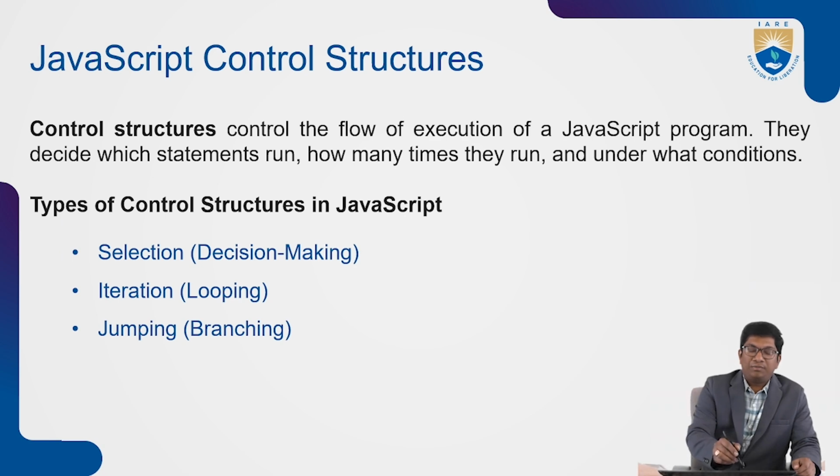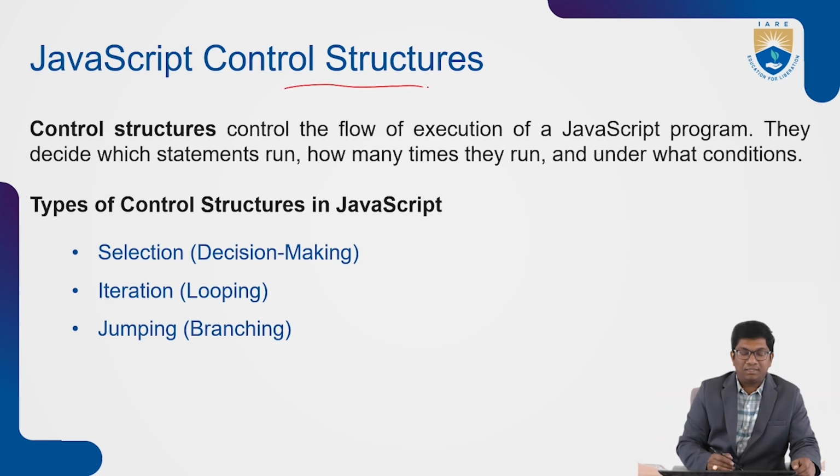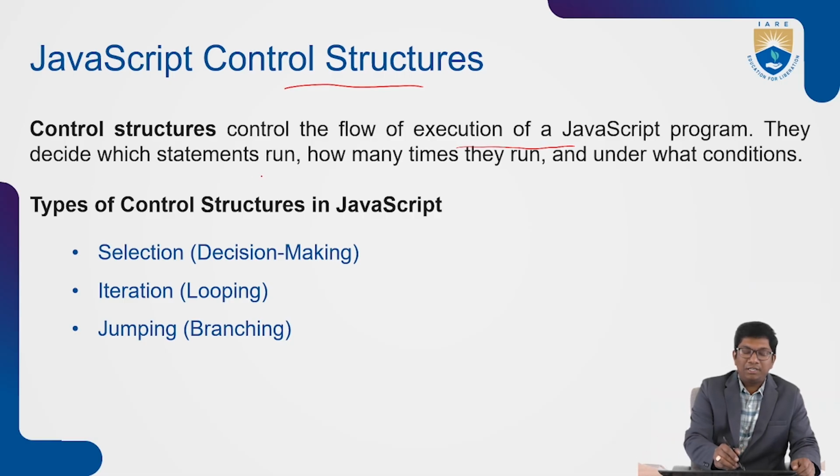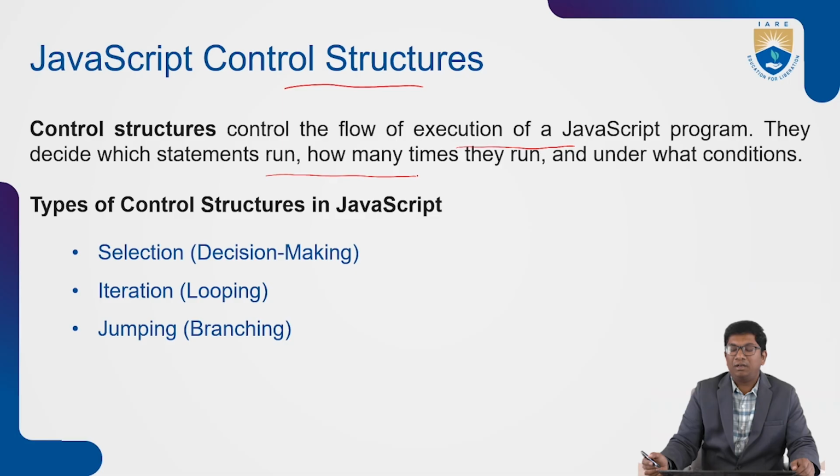So control structures. First we have to understand what control structures are. Control structures control the flow of execution of a JavaScript program. In sequence, they execute the statements, right? So it controls that flow of execution by using control structure statements. They decide which statements run, how many times they run, and under what conditions they will run. If the condition is true, it executes some block of code. If the condition fails, it executes another block. Like that we'll discuss in detail with examples.